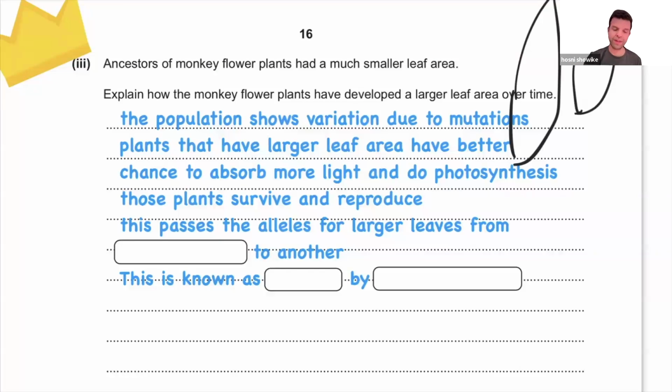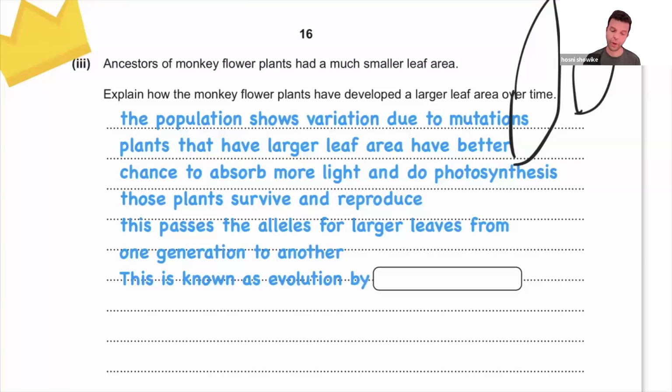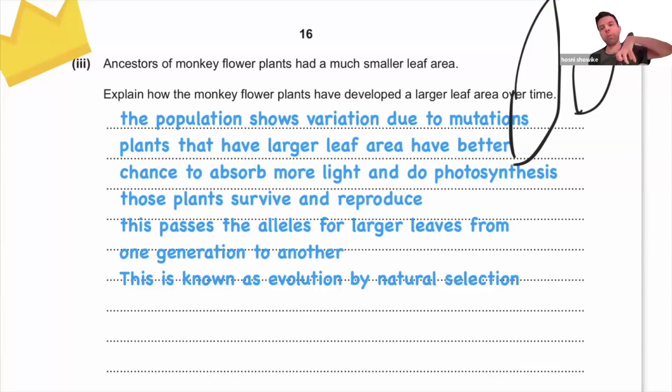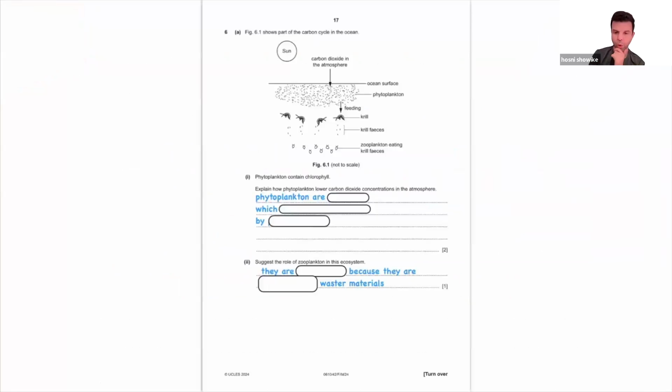So what would that lead to? That would lead to the population evolving. And what do I call this form of evolution? I call that natural selection, which means what? Which means that nature always picks the better adapted, the big leaves, because those would help the plant to survive.